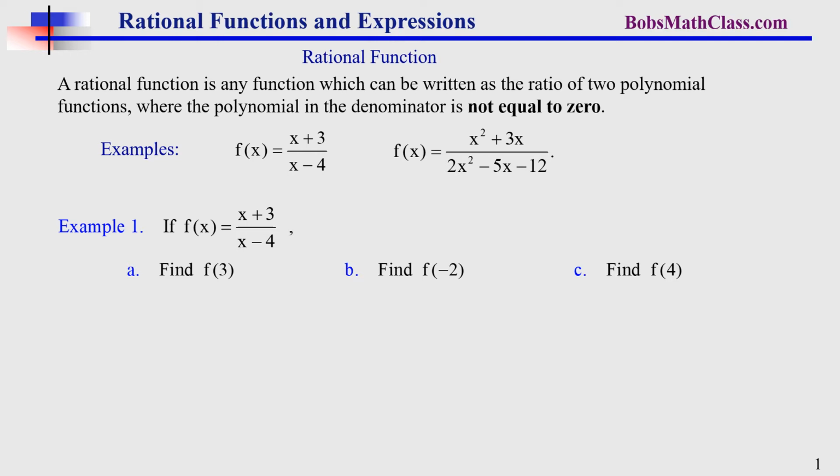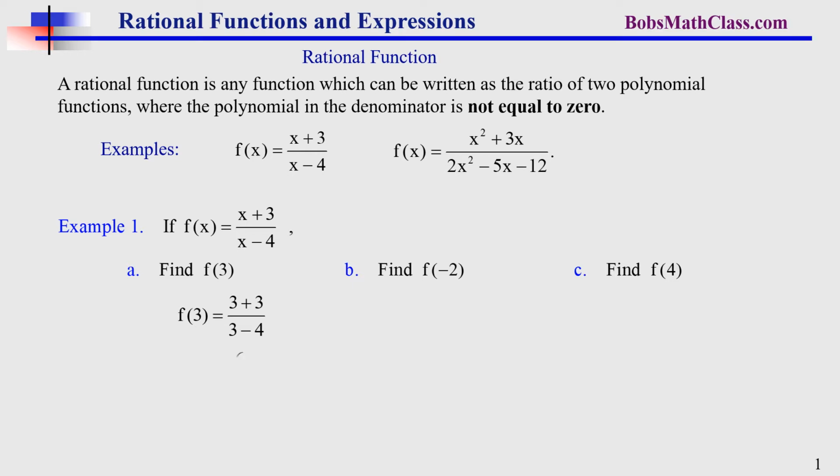All right, let's do our first example. And what we want to do is just evaluate. Okay, so here's our rational function. F of x equals x plus 3 over x minus 4. Find f of 3. So all that means is that everywhere you see an x, you're going to plug in 3 and then simplify it, work it out. Okay, so put a 3 on top and a 3 on the bottom where the x is. So 3 plus 3 on top, 3 minus 4.